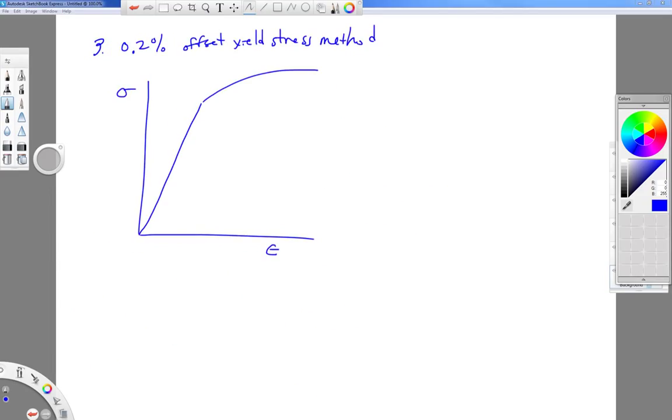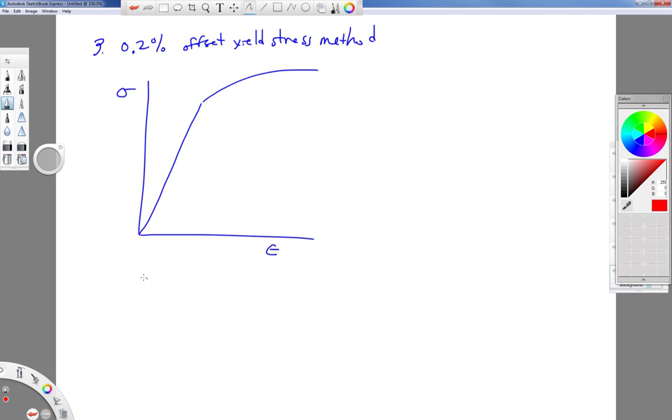All right, so let's take a look at this 0.2% offset yield stress method to determine the yield strength. Here's my stress strain curve. My proportional limit is fairly well defined, and the linear portion is fairly well established too. There's a distinct region where stress and strain are related to each other through this proportional relationship. Now, the 0.2% offset yield stress method is pretty easy to apply. It can be kind of a mouthful to explain. But here's what we do.